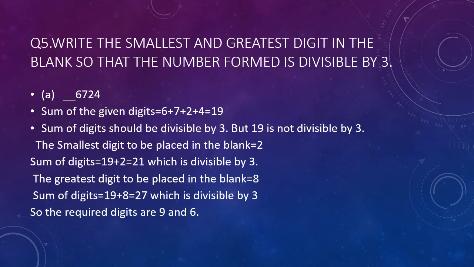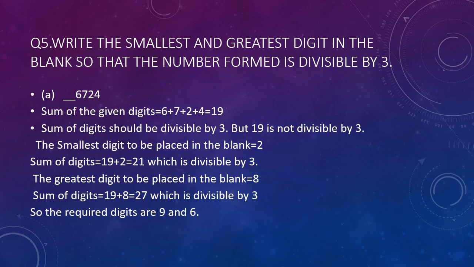Write the smallest and greatest digit in the blank so that the number formed is divisible by 3. Sum of the given digits 6 plus 7 plus 2 plus 4 is equal to 19. Sum of the digits should be divisible by 3, but 19 is not divisible by 3. The smallest digit to be placed in the blank is equal to 2. Then sum of digits is equal to 19 plus 2, that is equal to 21, which is divisible by 3.